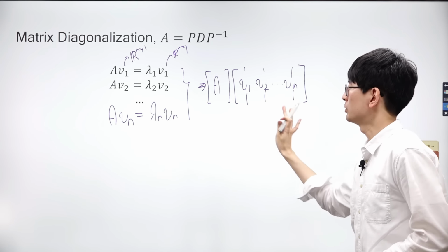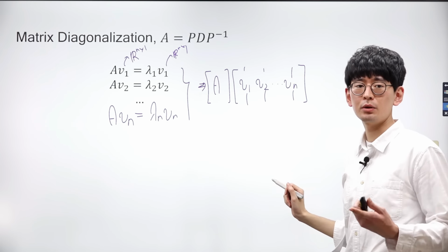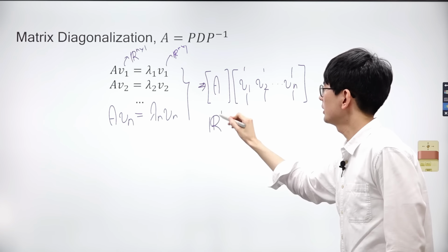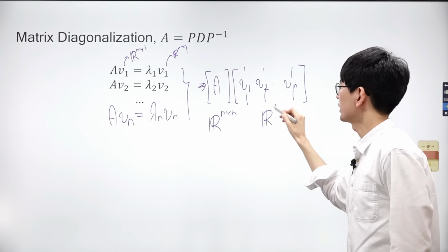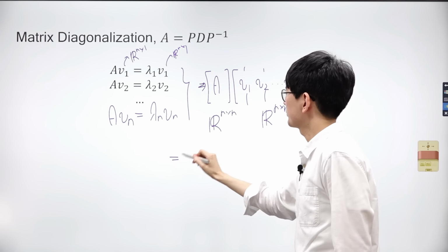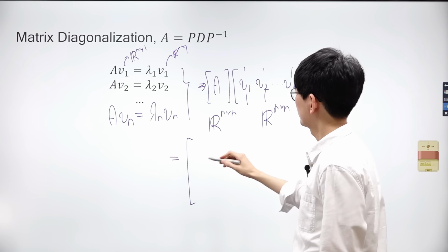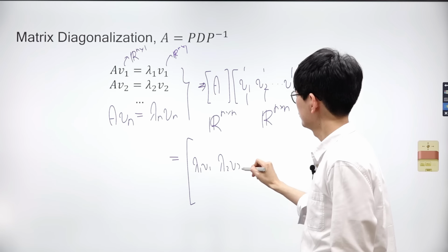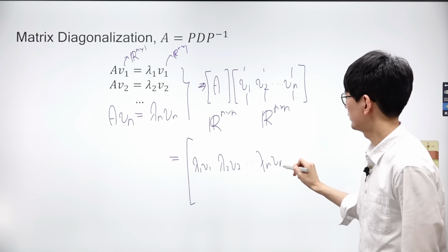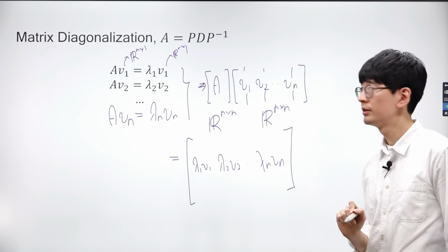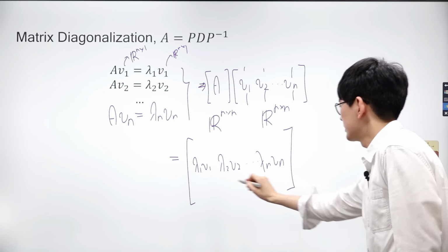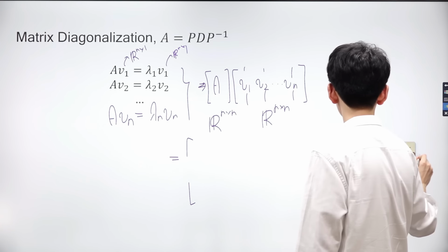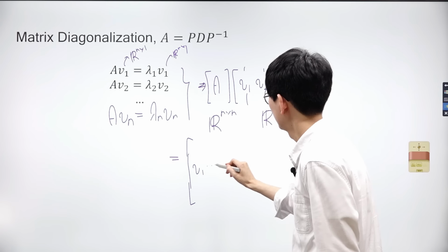Essentially, the second matrix forms a vector space with eigenvectors as its basis vectors. Both of these matrices are n by n matrices. The resulting matrix consists of n eigenvectors scaled by their corresponding eigenvalues. We can also express this matrix as the product of a matrix of eigenvectors and a diagonal matrix, where the diagonal elements are the eigenvalues.